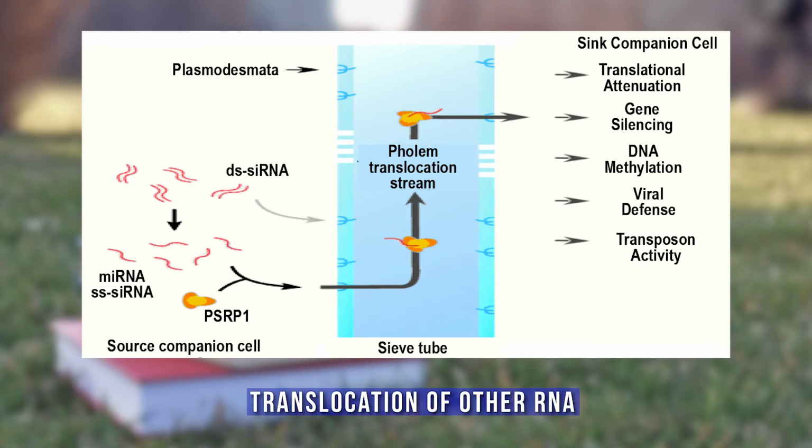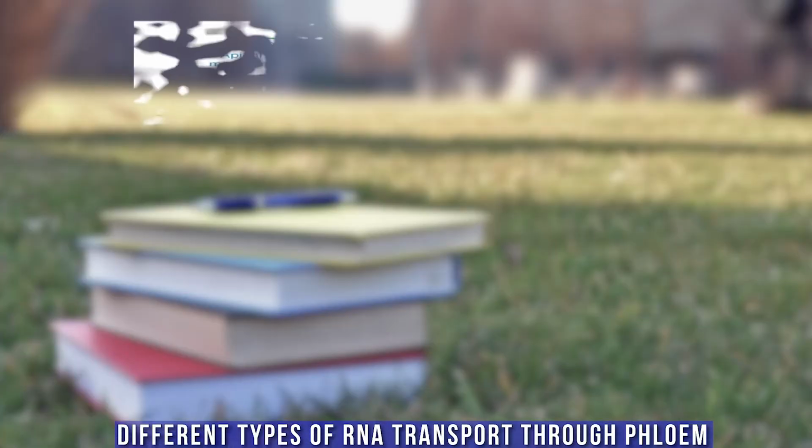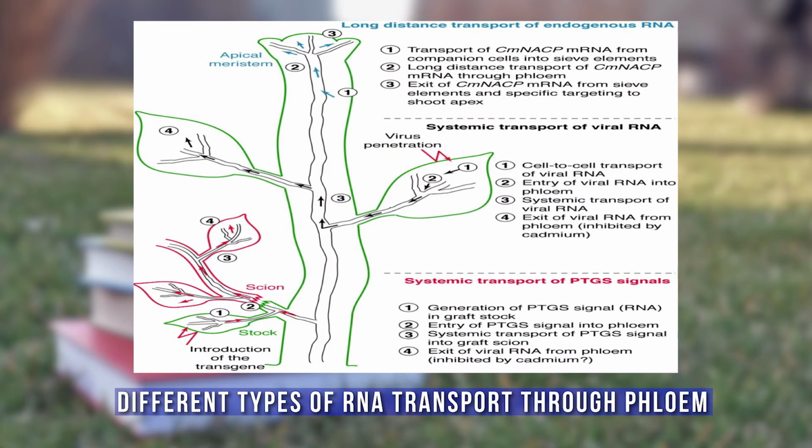And the transport of this miRNA is facilitated by a specific protein like PSRP1. This PSRP1 protein will produce a ribonucleoprotein complex which will bind with single-stranded RNA and will allow the long-distance movement of miRNA. And this movement will take place across the living companion cell of the phloem tissue. When we consider the plant, there are actually three different types of movement of RNA that occur in the plant body. This RNA transport can be normal RNA transport or endogenous RNA transport. It can be the transport of viral RNA.